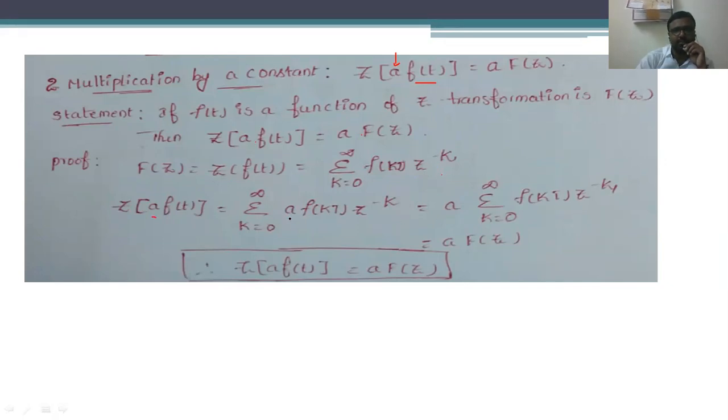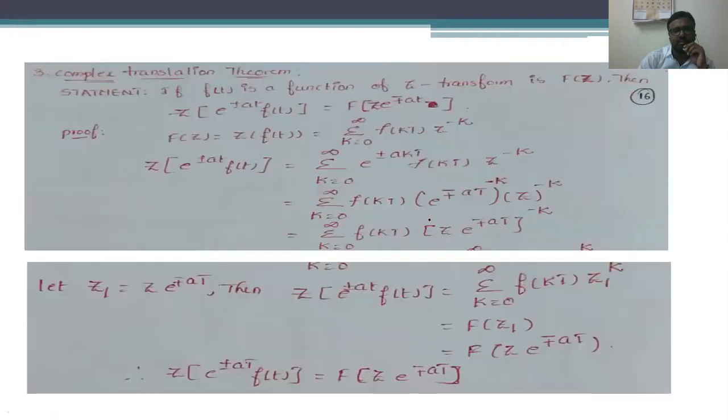Separating this particular a value, that means taking the a value outside, therefore a into sigma k equals 0 to infinity f of kT into z power minus k. This function is nothing but F of z. Therefore, it can be written as a into F of z. So finally, we conclude that the transform of a function multiplied by a constant, that is Z of a f of t, is equal to a into F of z. This is the second theorem we have discussed.